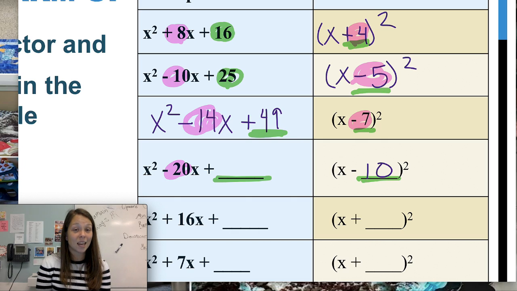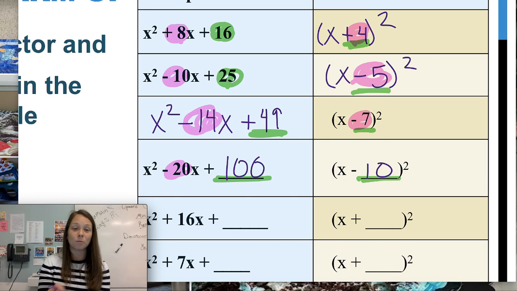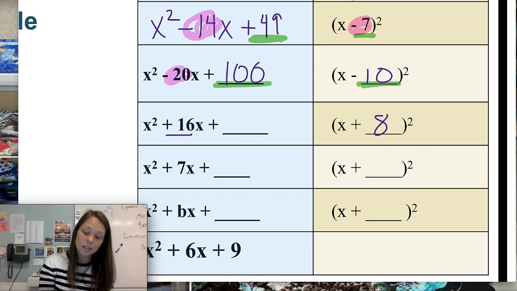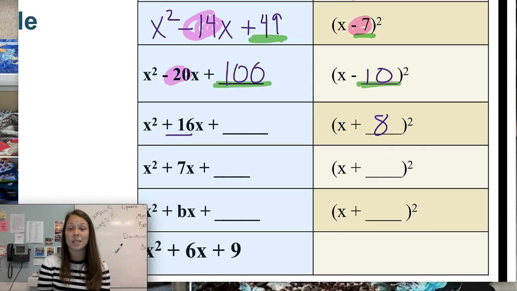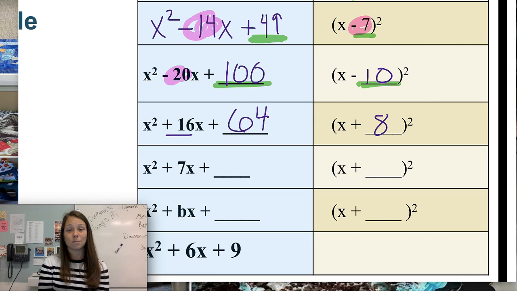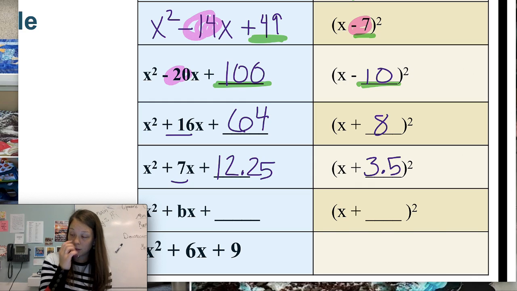If I take 10 and I square it, I get 100, and that gives me my c value. Looking at the next one, x squared plus 16x. Half of 16 is 8, so my factored form is x plus 8. 8 squared is 64, and that gives me c. The next one, half of 7 is 3.5, and 3.5 squared is 12.25.